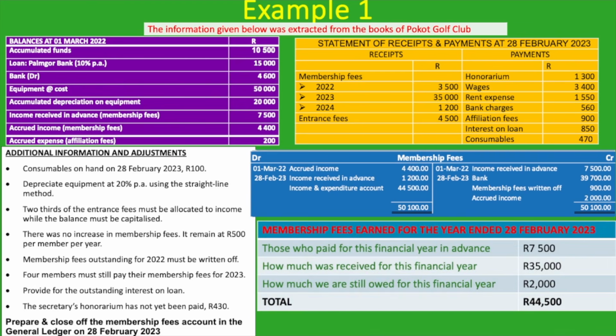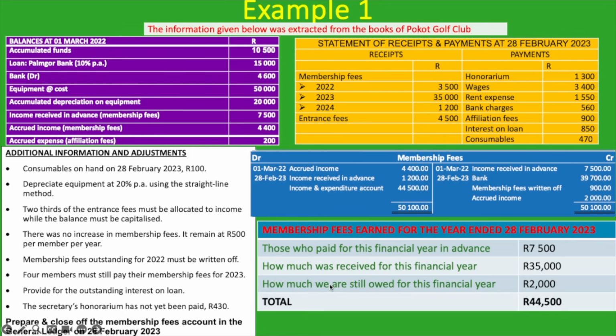So look at this. Those who paid for this financial year in advance, right? We're looking at membership fees earned for the financial year ended 28 February 2023. So the first thing is those who paid for this financial year in advance. Well, we know that our opening balance, remember, balances at the beginning of the financial year, income received in advance, 7,500. So we know we were paid 7,500 last year for services that we'll provide in this particular financial year. Second thing is how much was received for this financial year alone. Well, they did give us that amount here. Receipts we received for 2022, for 2023, and 2024. But when I answer the question, how much did we receive for this year alone? It was 35,000 Rand. That's why we put 35,000 Rand here.